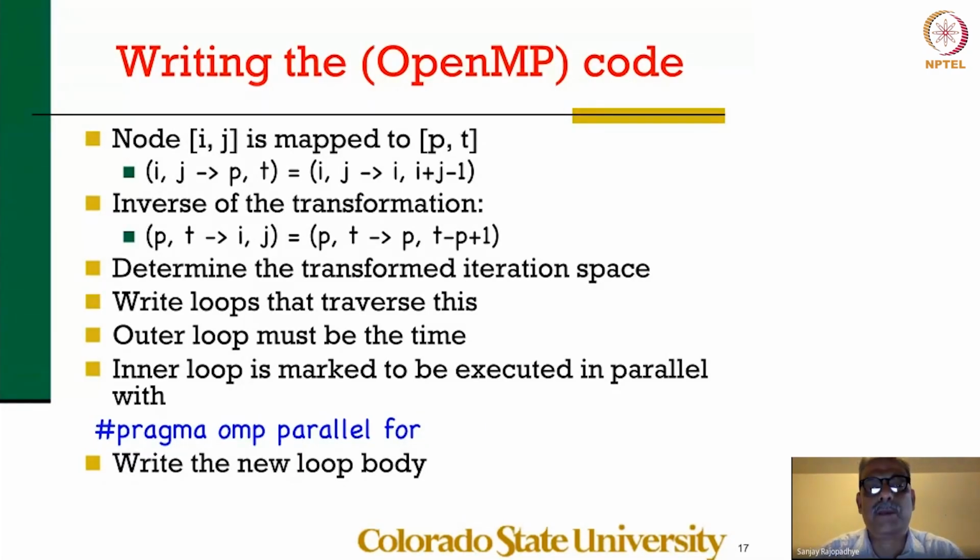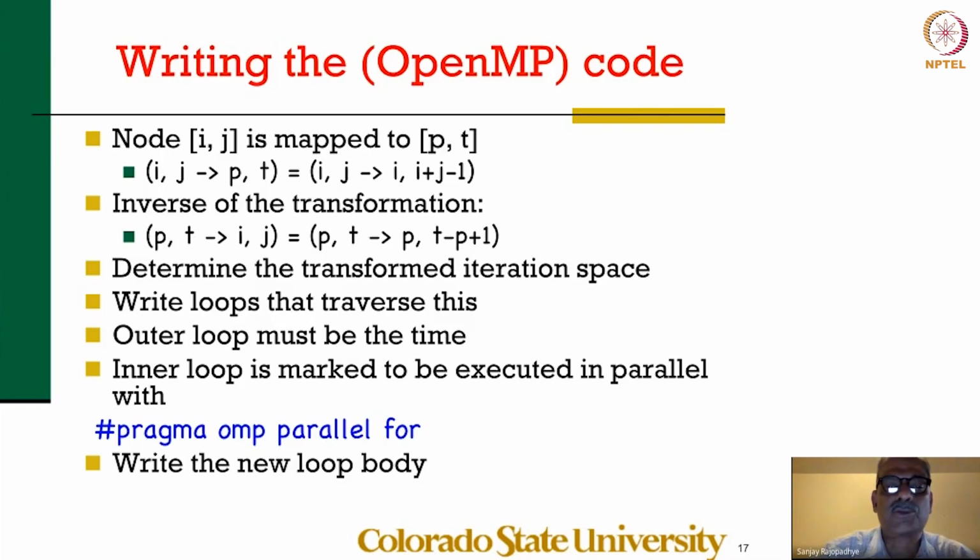So let me continue then. So you have this inverse mapping. Now we want to determine the transformed iteration space. And then what we want to do is write loops that traverse this new iteration space. The outer loop must be the time. The inner loop is marked to be parallel with a pragma. And we have to write the new loop body.